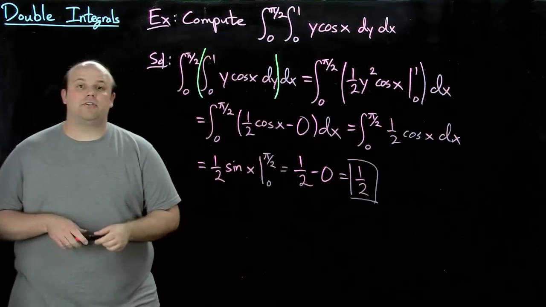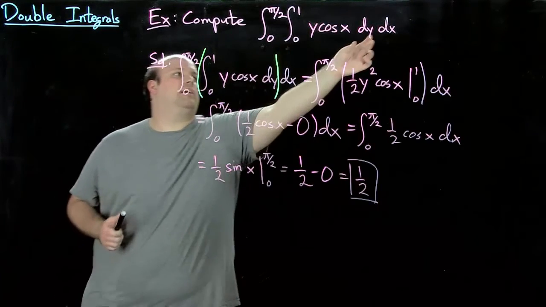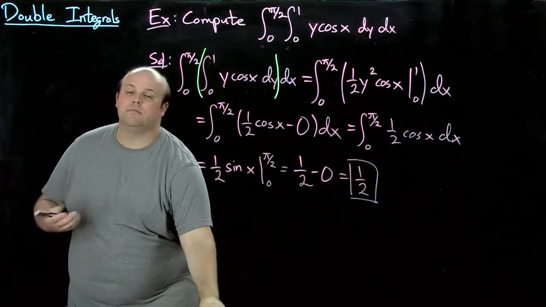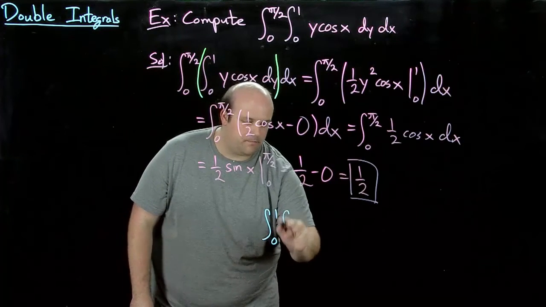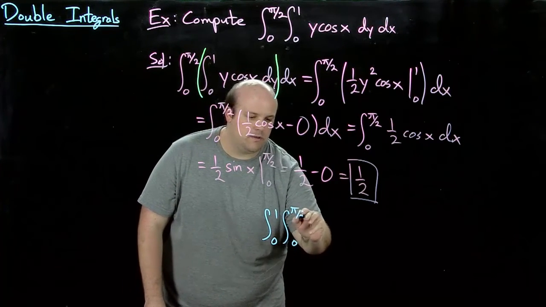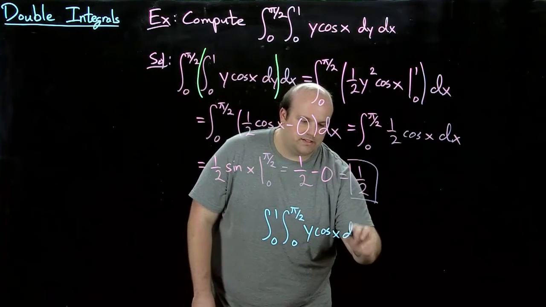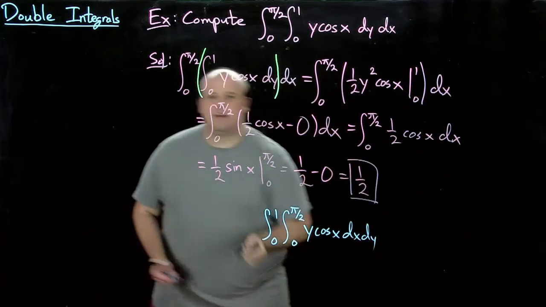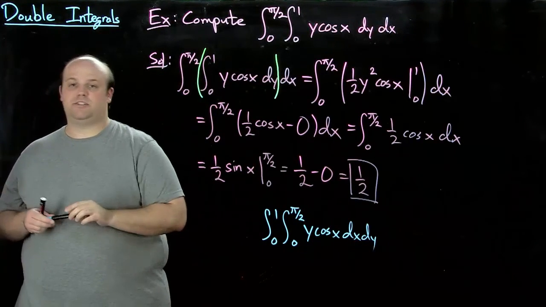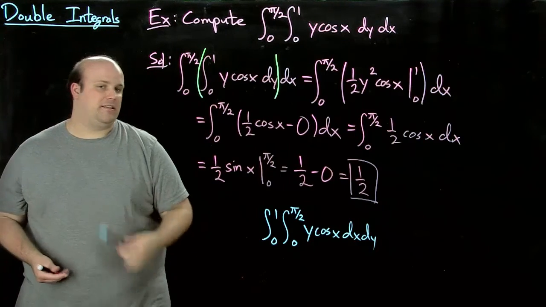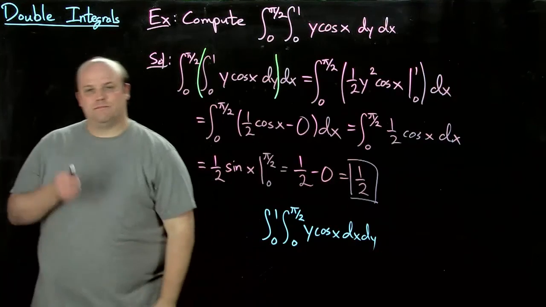So now try on your own taking these two integrals, flipping them, and of course you've got to flip these two bounds. In other words, try on your own computing the integral 0 to 1, 0 to pi over 2 of y cosine x dx dy, and see what you end up with. If you watched the previous video where I mentioned Fubini's theorem, you should hopefully get 1/2. All right? See you in the next one.